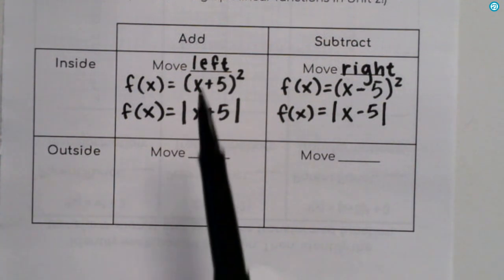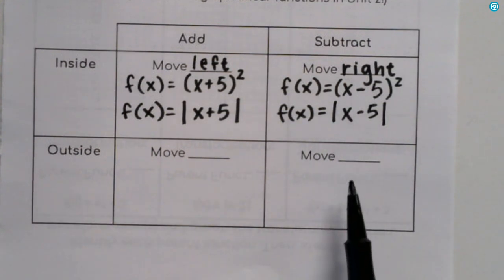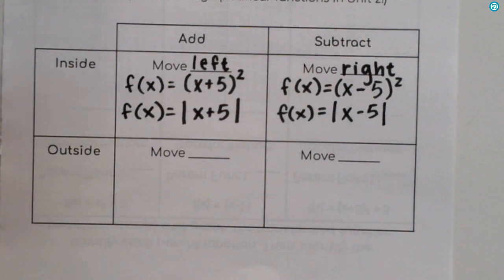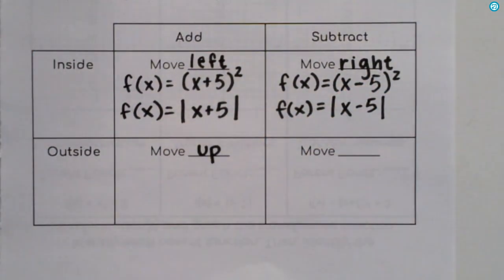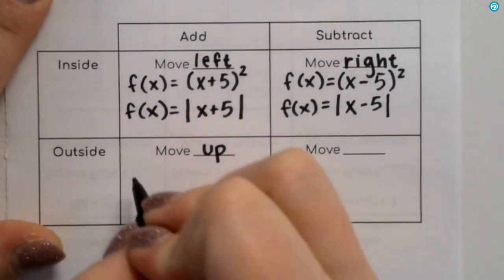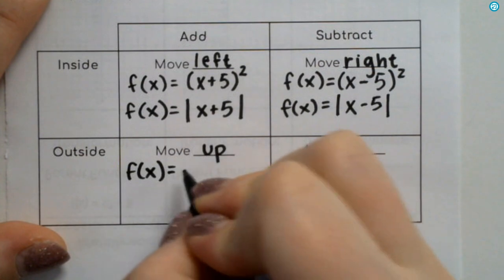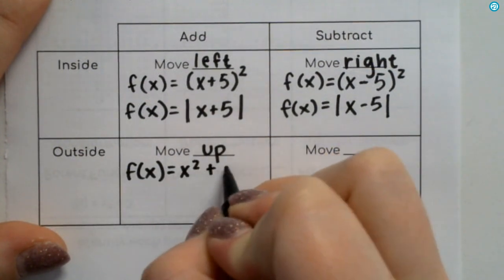The other thing that we can do is we can add outside or subtract outside our function. If we add outside of our function, that is going to move us up. What that's going to look like is f of x equals x squared. So the squared happens, and then plus 5.